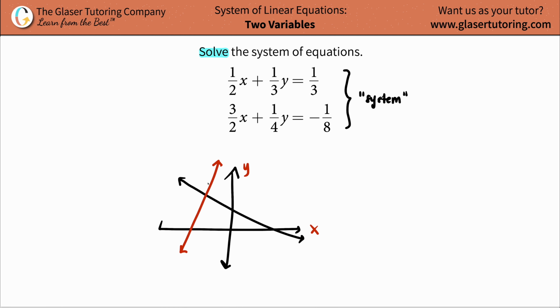The solution is x marks the spot. It's that one specific point in which the two lines intersect. And since it's on a coordinate system, you got an x value and you got a y value. That's the solution. We want to find out what that one specific point is. So we want to find out what that x value is and what that y value is.